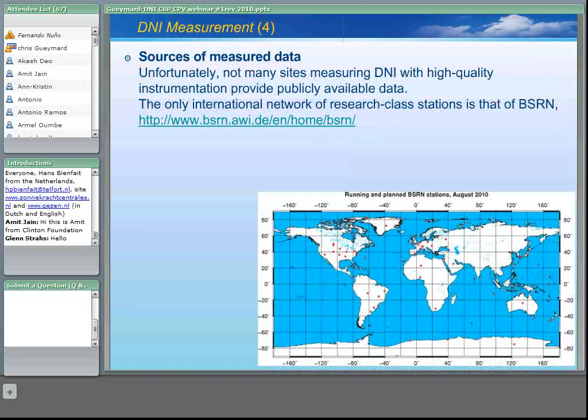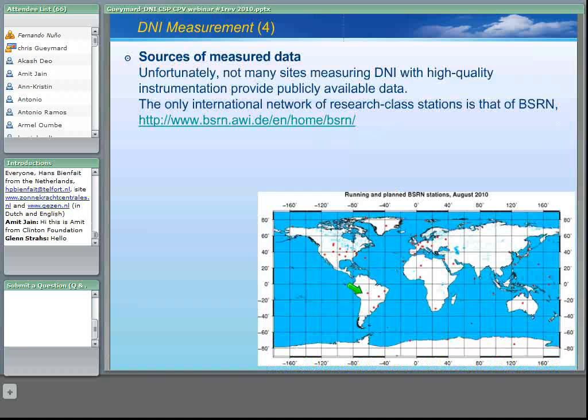What are the sources of measured data? Unfortunately, in the world, there are not too many sites measuring DNI with very high quality instrumentation and also which provide publicly available data. So there's one international network of research class stations, and that's from BSRN. I provide the web link for that, and you see here the map of the stations. There are many stations in the US and in Europe, and a few others elsewhere, even in Antarctica.